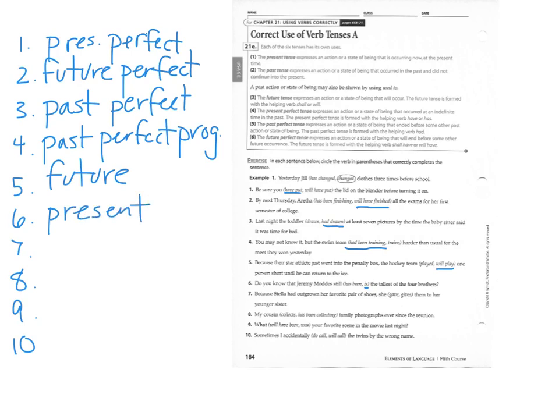For 7, because Stella had outgrown her favorite pair of shoes, she, I'm going to say, gave them to a younger sister. Gave is just the past.